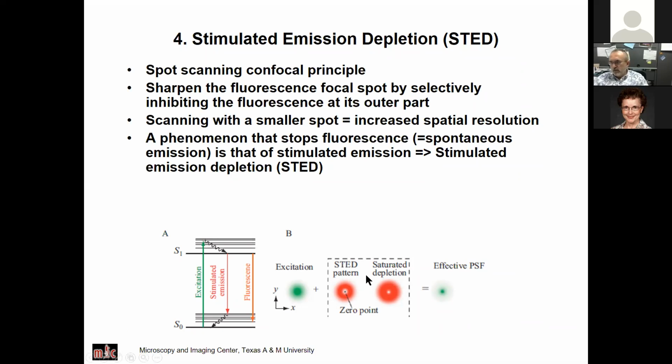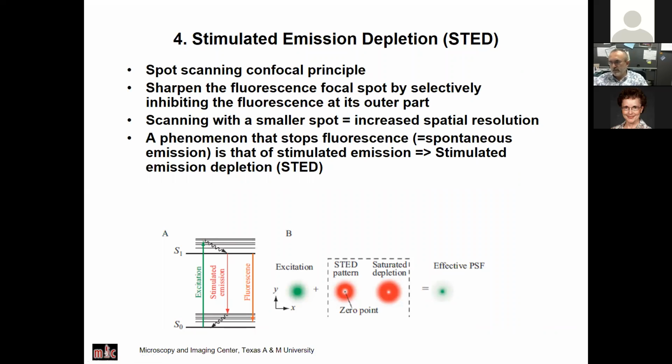But the limitation of a confocal system is that when we focus light into the excitation line in a single spot, that spot is diffraction limited. So it cannot be smaller than about 400 to 500 nanometers in diameter. So if we could get that excited spot smaller, we would have essentially a finer probe to scan across the sample and get much higher resolution.